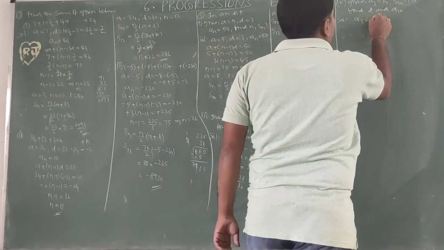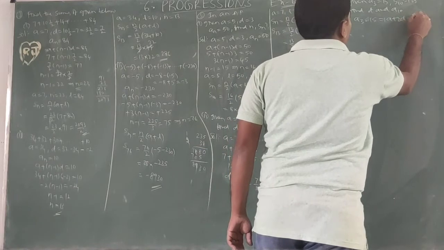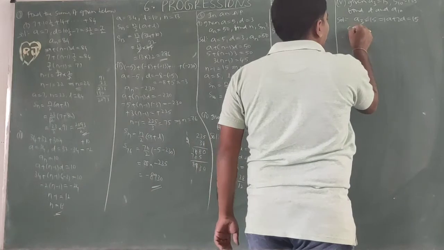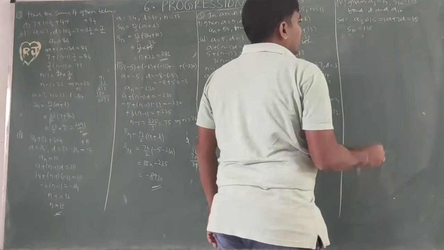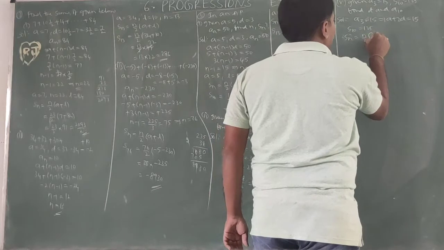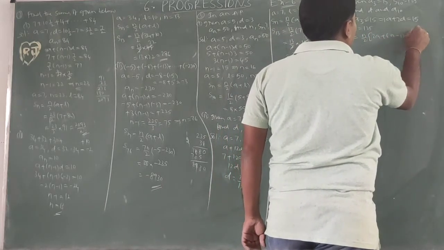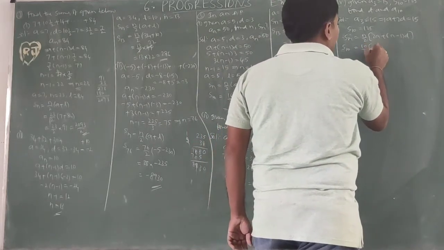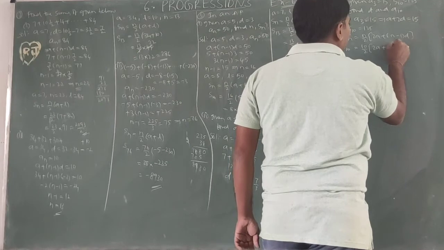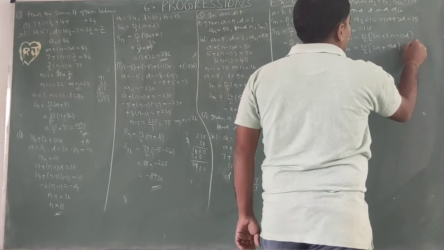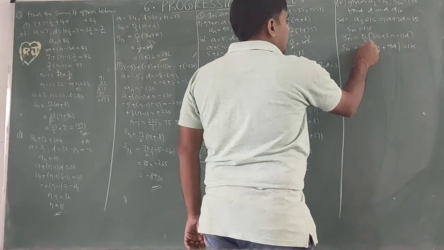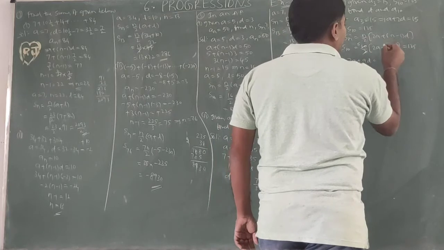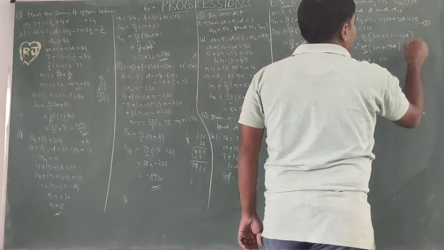A3 equal to 15 implies A plus 2D equal to 15. S10 equal to 125. Sn formula n by 2 of 2A plus (n minus 1) of D. S10 equal to 10 by 2 of 2A plus (10 minus 1) D, which is equal to 125. So bringing 5 outside, 2A plus 9D equal to 125 by 5, 25. This is equation 1. This is equation 2.